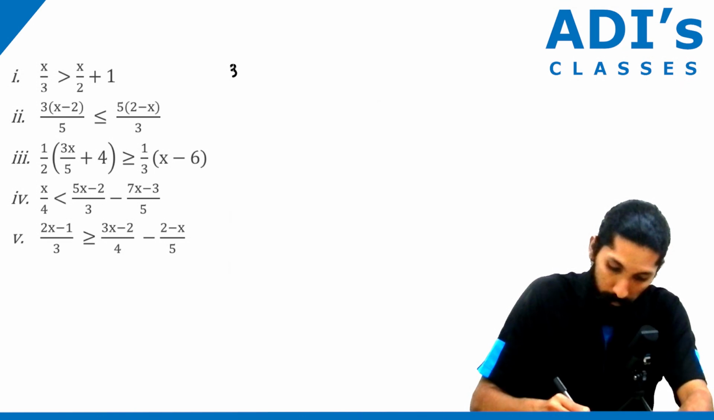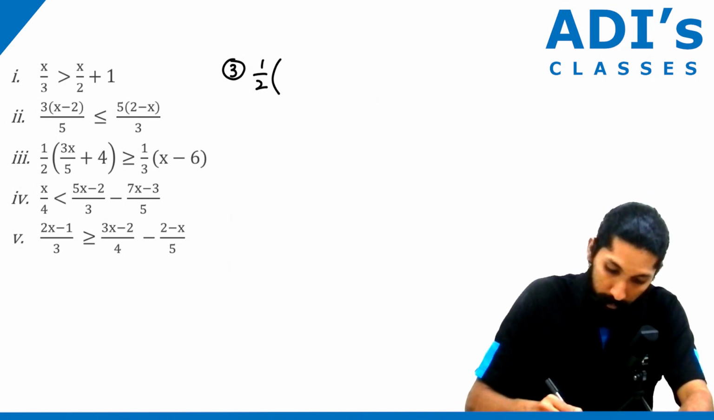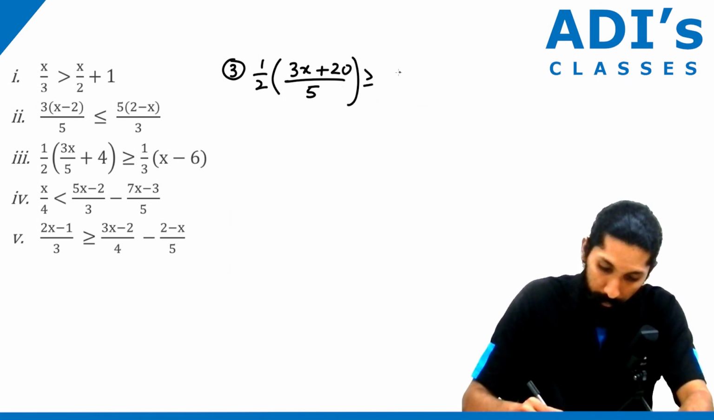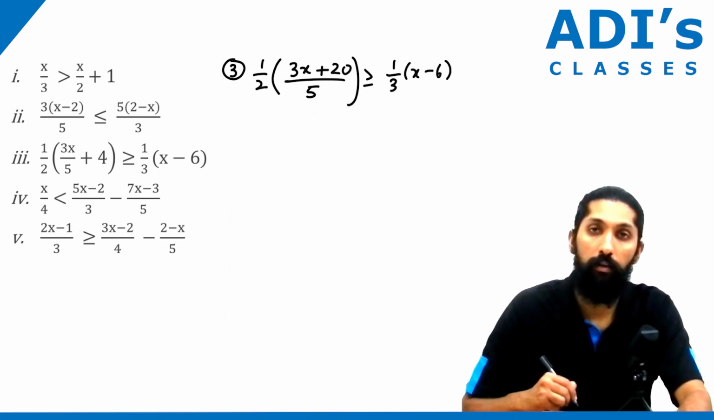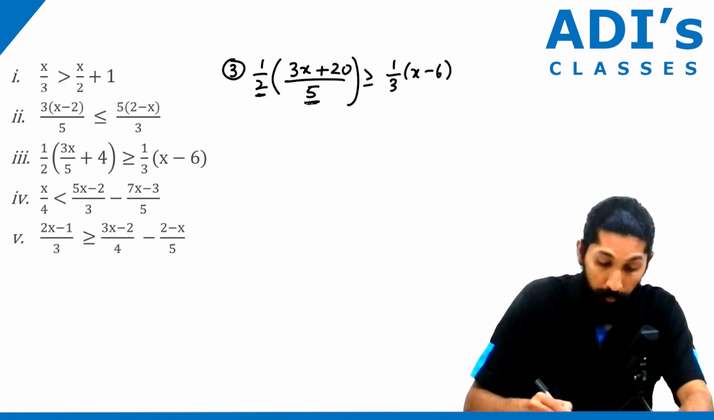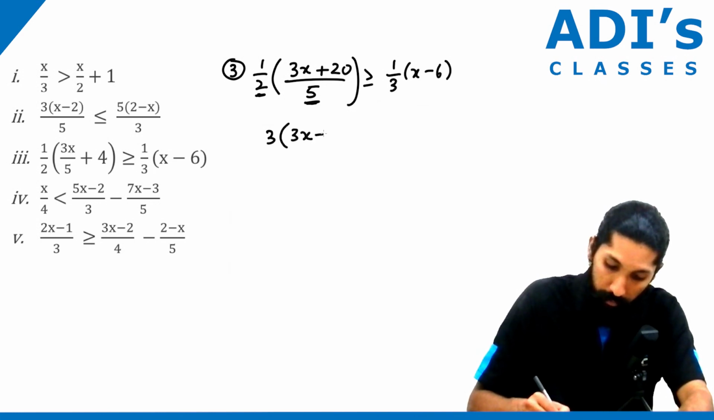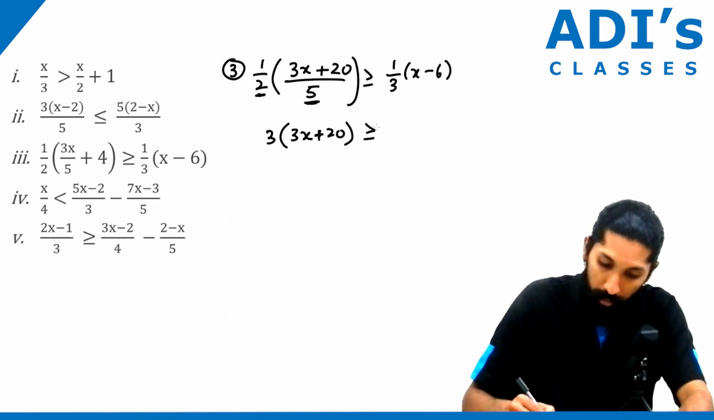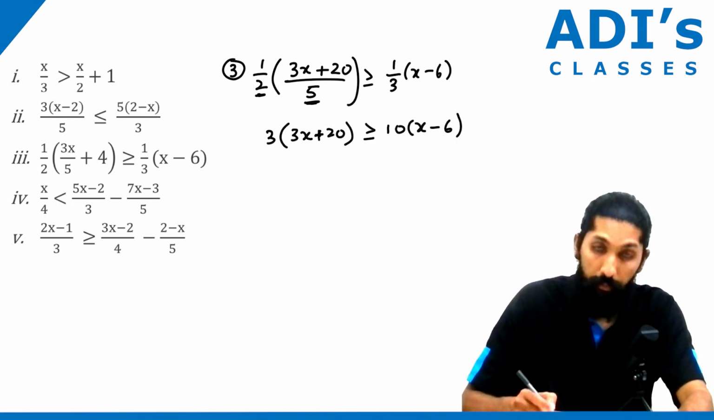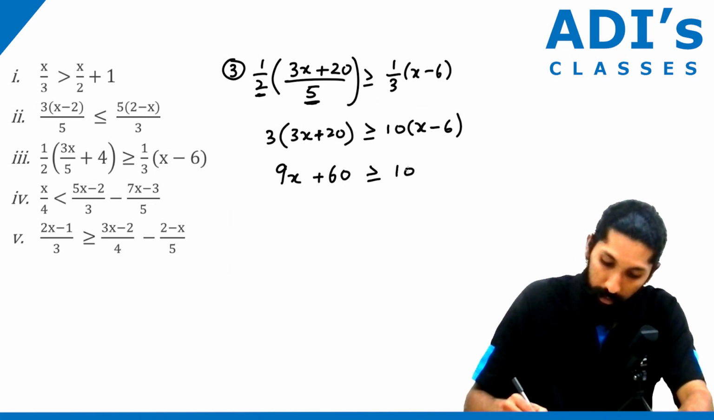In the third one, you have half into 3x divided by 5 plus 4. Take the LCM. So you are going to have 3x plus 20 whole over 5 greater than or equal to 1/3 of x minus 6. Now you can cross multiply. Remember, 2 into 5, you have to multiply as 10. Take the 3 this side: 3 into 3x plus 20 is greater than or equal to 10 into x minus 6. Multiply: 9x plus 60 greater than or equal to 10x minus 60.